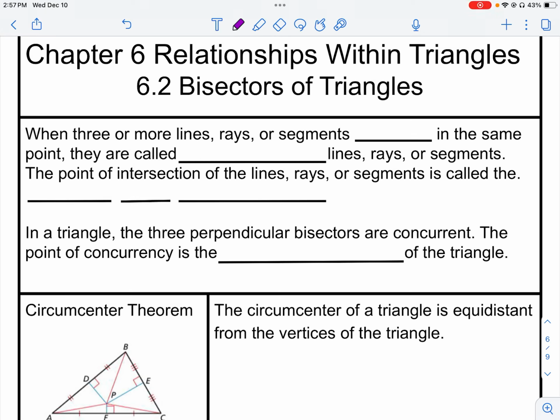All right, so let's continue talking about triangles. So let's start with bisectors of triangles. Well, triangles have three sides, so they're going to have three of everything.